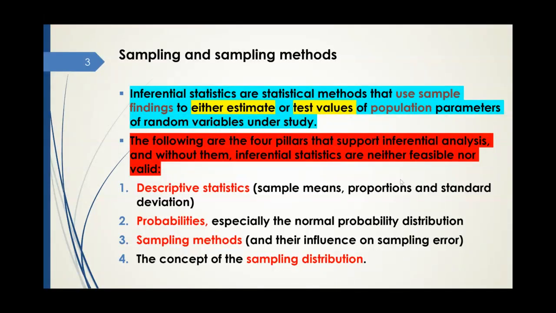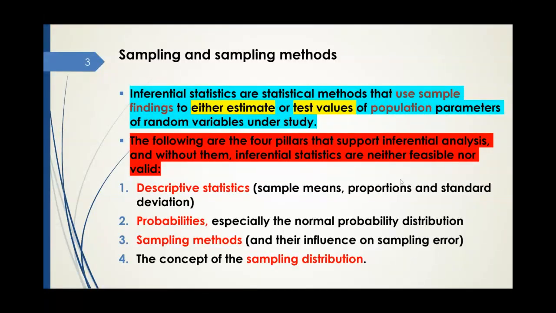Just to recap, probabilities, especially the normal probability distribution. That's that bell-shaped curve. Whenever you see normal probability distribution, the bell-shaped curve is what they're talking about. Remember we always say that data is normally distributed. That's an assumption we make. Most of the results are close to the mean. We know the mean is in the center of that bell, isn't it?